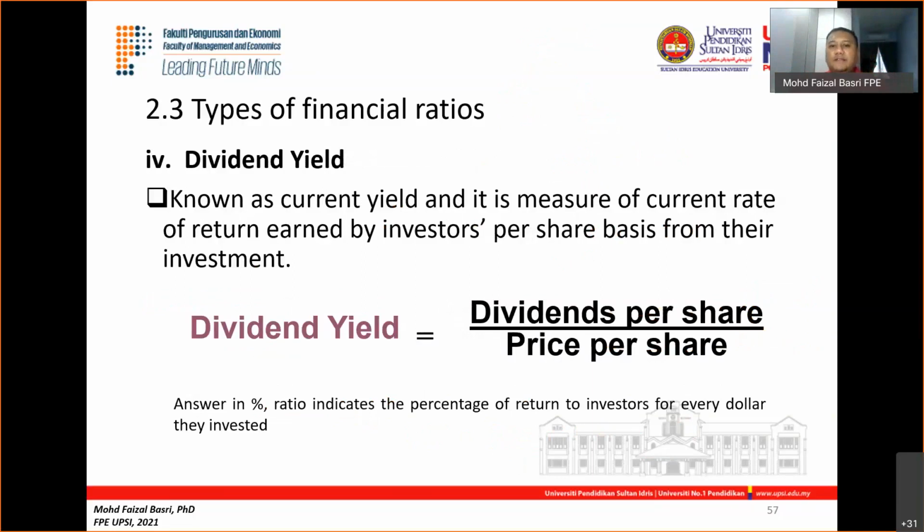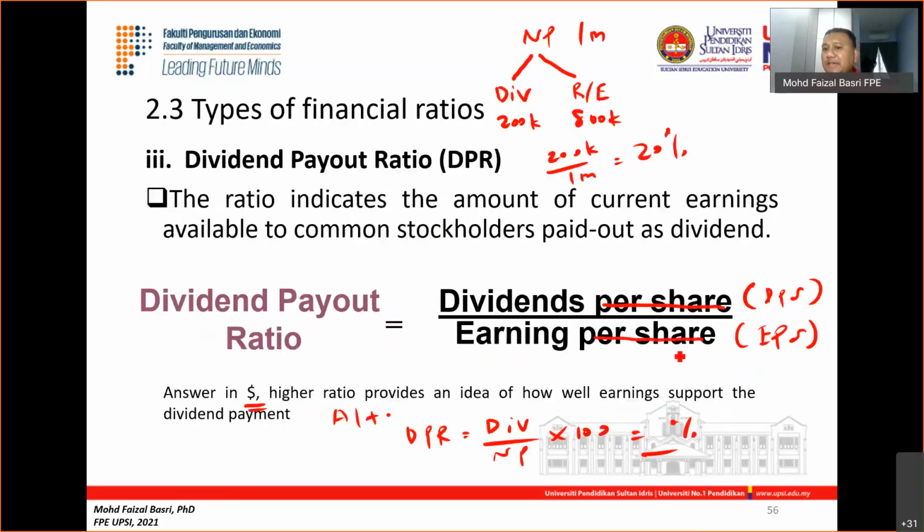Okay, so for this, unfortunately, we cannot simply knock off per share basis because market price memang per share basis. We don't have a total market price. Just like earning per share, we can use net profits as a whole. Okay, dividend also the same.